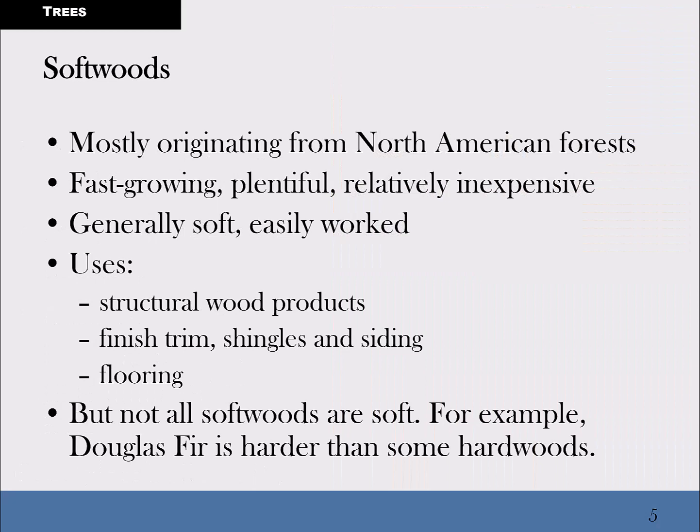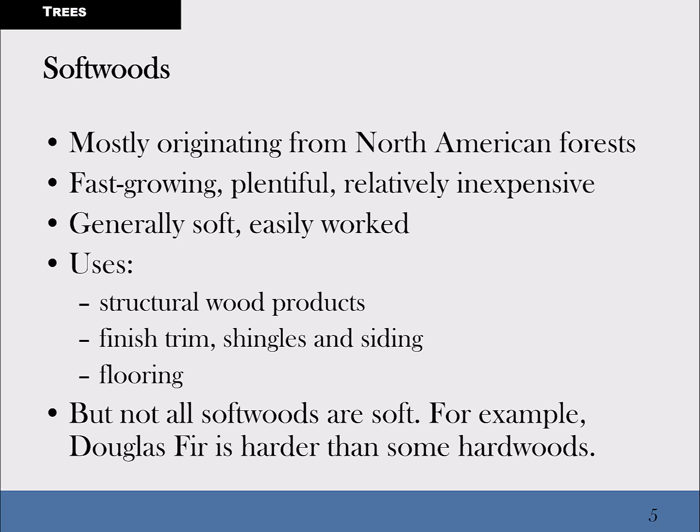So, mostly originating from North American forests, they're fast-growing, plentiful, relatively inexpensive trees. They're soft and easy to work with. Uses include structural wood products, finish and trim, shingles and siding. Because, for instance, cedar trees and redwood trees, those are evergreen trees. Those are cone-bearing trees, or carnivorous trees, as I joked. So those are examples of softwood.